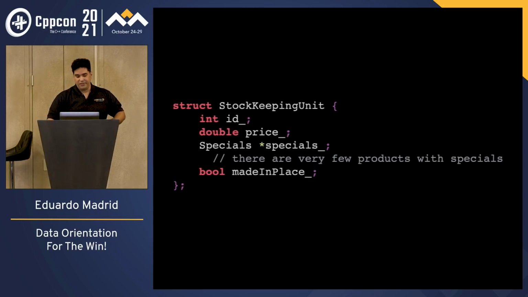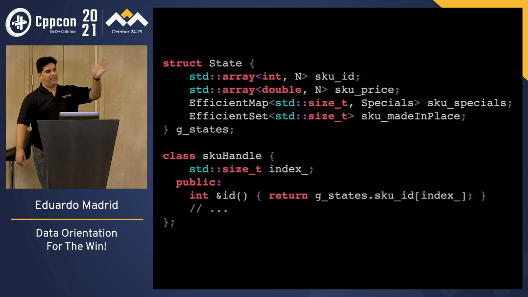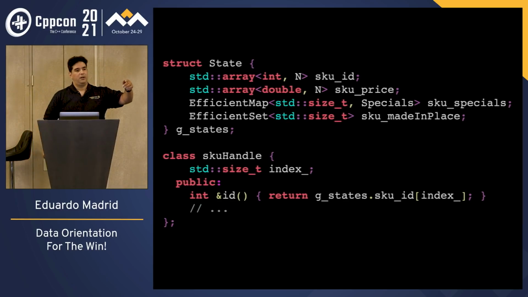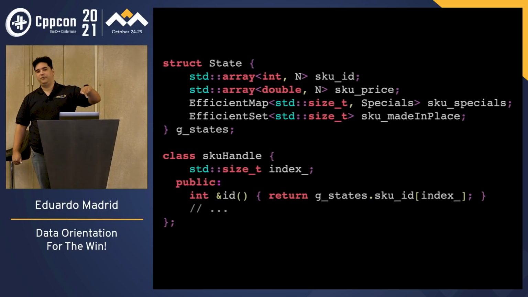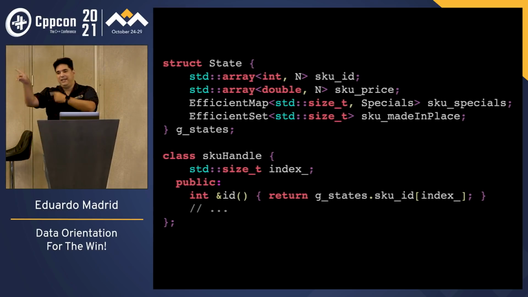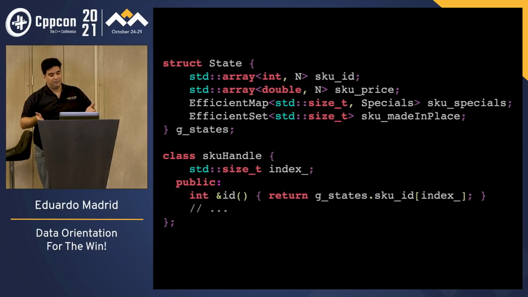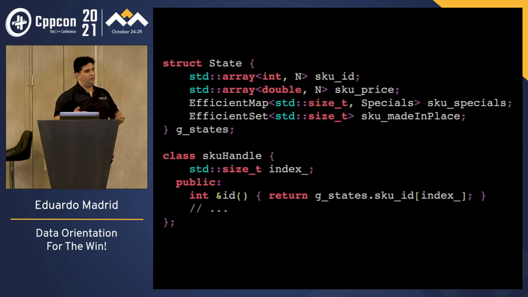One reasonable way to represent this, I think, is in this way. We're going to have something that I call state that is going to contain arrays in which you put the fields, each of the fields of the original object, which is the SKU, and to mediate to that collection of arrays, a handle class. And to refer to the individual fields that correspond to the original class, you have an index. And you index into those arrays.